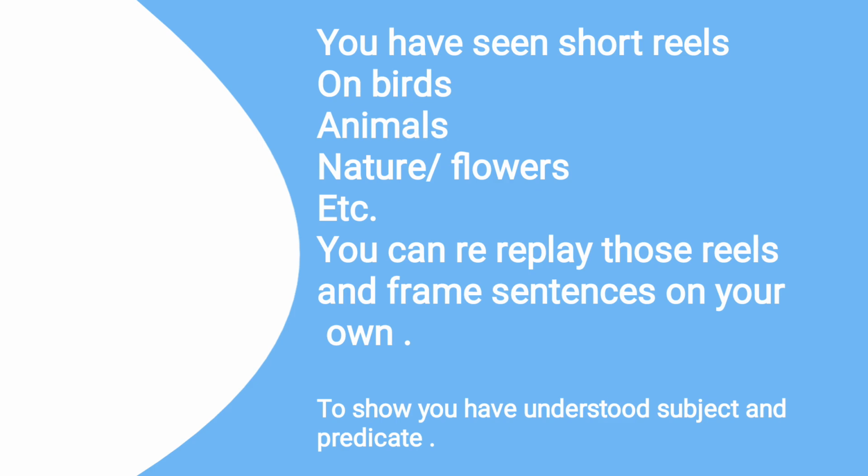I will summarize the definition. Subject is always a noun or a pronoun. Predicate is the rest of the part of the sentence. Subject is always the doer. Predicate is the one on whom the action is done.